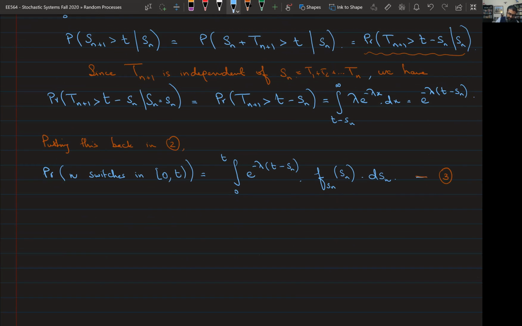So Sn is T1 plus T2 all the way up to Tn. So what is f_Sn of s? What is the PDF for this? How would you evaluate this PDF? I'm not going to do it here. I'm just going to give you the result. But I just want to see how you would go about doing it.